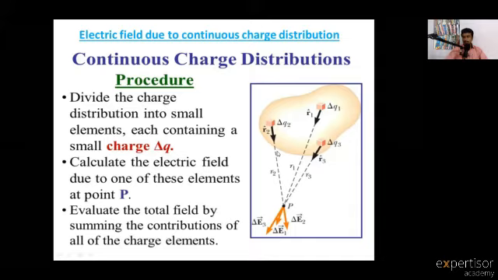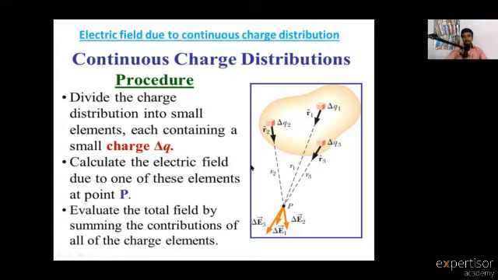So the final thing is the use of this continuous charge distribution, particularly for a rigid support body, that means an unshaped body. There will be so many charges there. First of all, you have to calculate the total electric field by converting this high amount of charge into small charges. So that is the main thing here.